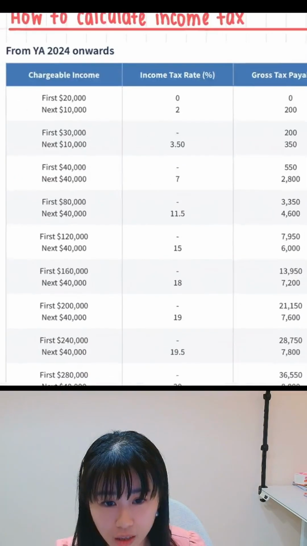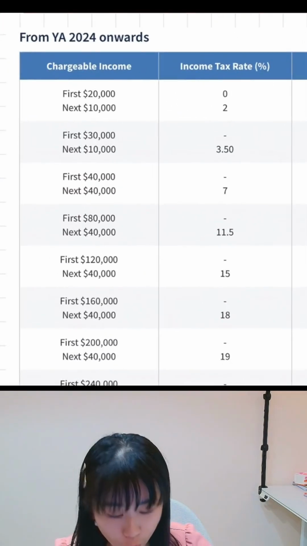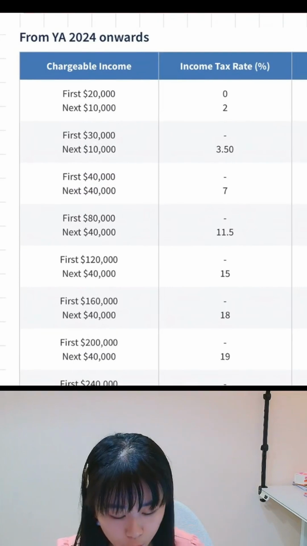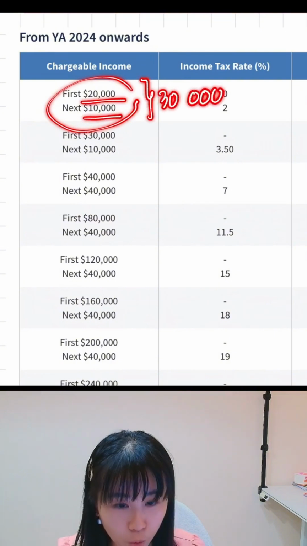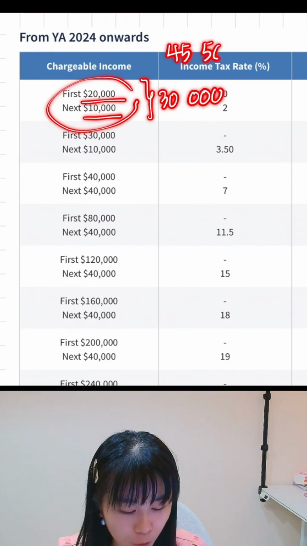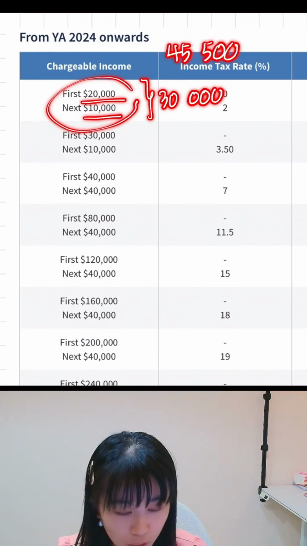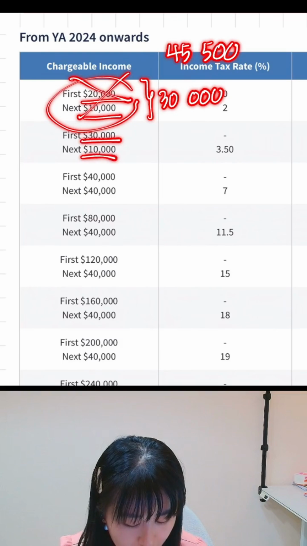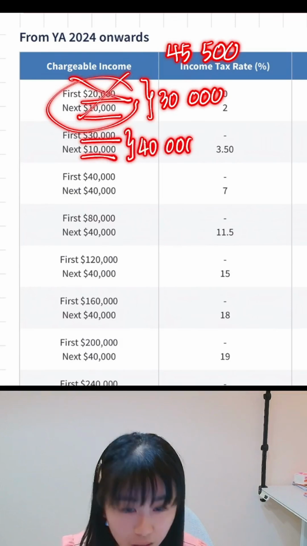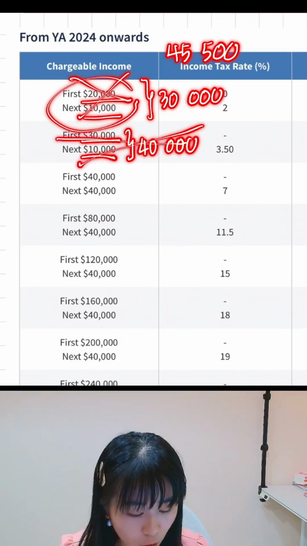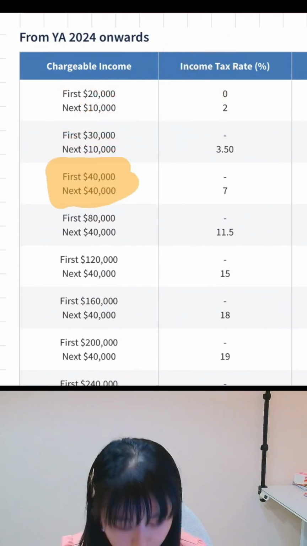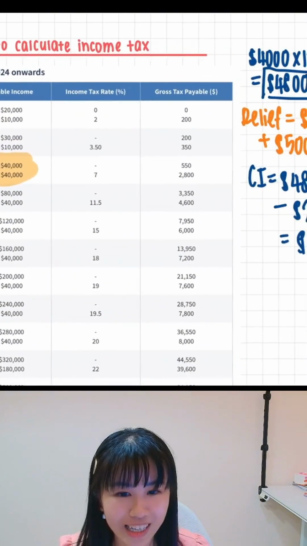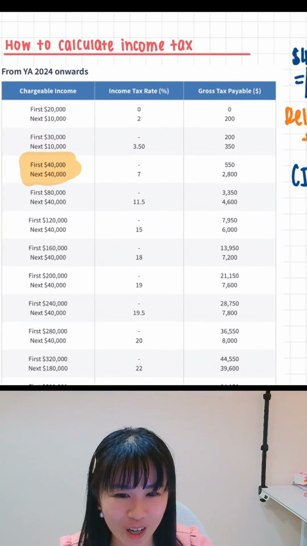Let me show you. For $45,500, look at which range. Confirm not here, because the first 20k plus the next 10k is only 30,000. Not enough. You are at $45,500, remember? So don't look at this. 30,000 plus 10,000 is only 40,000, so don't look at this either. For $45,500, you should be looking at this part here.